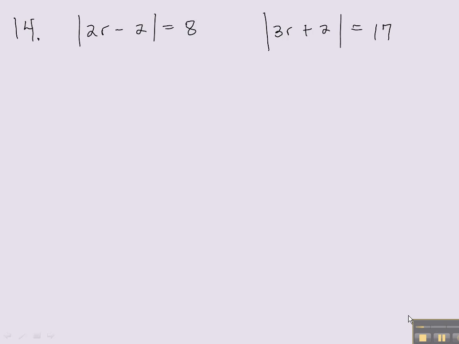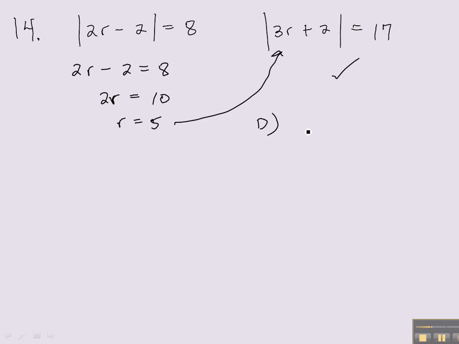All right, number 14, we're given two equations containing absolute value, and we're asked to just find some value of r. Not all the values of r, just any value of r that might work. Well, 2r minus 2 can either equal an 8 or a negative 8. Let's just use 8. Well, that implies that r is equal to 5 if we add 2 and divide by 2. Well, we notice that r equals 5 works over here. So r equals 5 is one of the solutions for r. D.